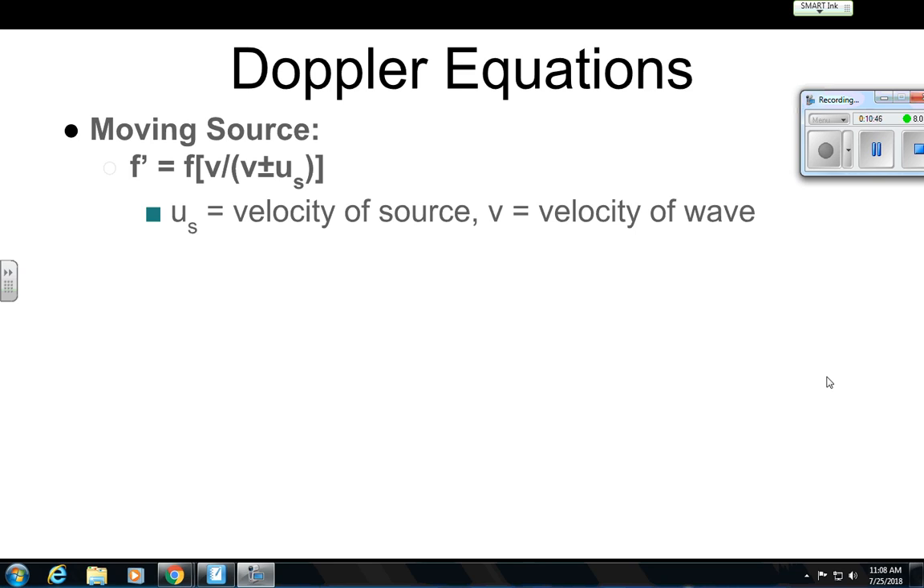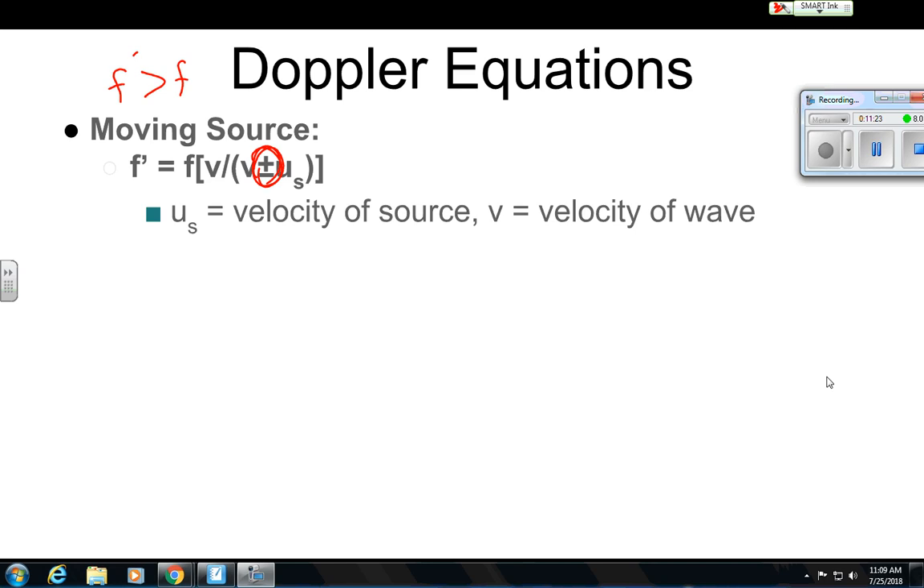Now notice you have an option here. In the denominator, you have an option of either doing V plus U or V minus U. Now you can go and memorize which one is when the source is moving towards the observer and which one is when the source is moving away from the observer, but I choose not to do that, because I find if I can't remember it, I don't remember it. What I choose to do is say, hey, if the source is moving towards the observer, I know that F prime better be larger than F. And when I do my math, if F prime is smaller than F, then I did the wrong thing here, and I have to do the other one.